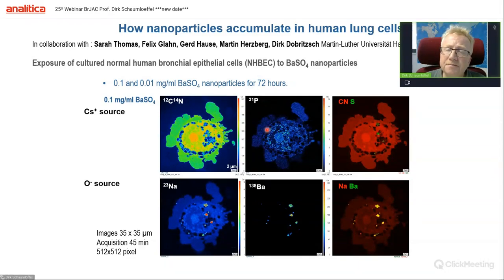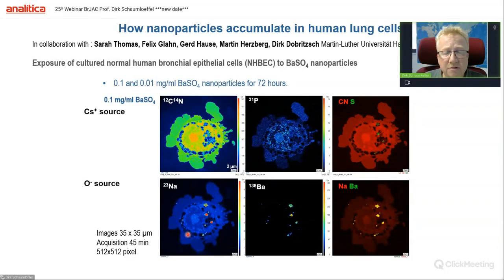On the phosphorus signal, we also see the cell nucleus inside of the cell and the nucleolus of the cell. And then, for example, with the sulfur, in this case, we do an overlay of the sulfur and the nitrogen. On the sulfur, we see the sulfate of the nanoparticles. So here we already see the small nanoparticles in the cell. We do the same with the oxygen source. It means the metal detection.